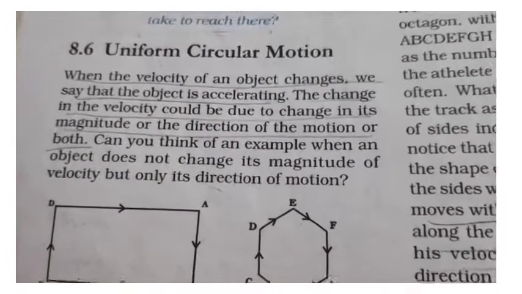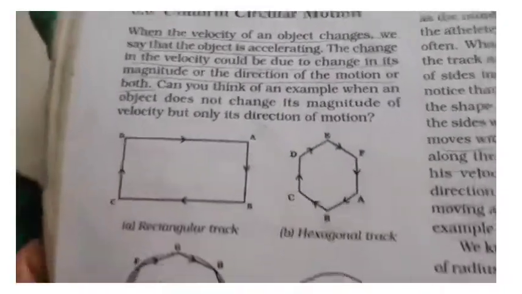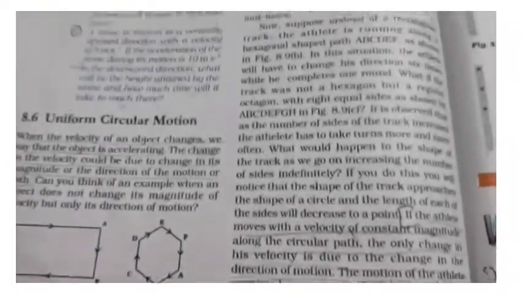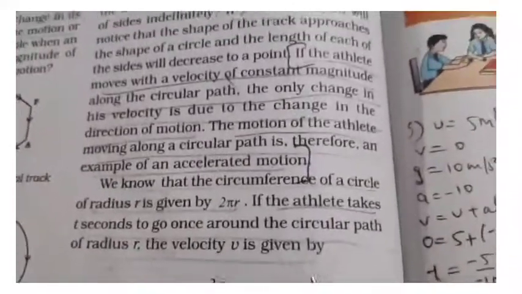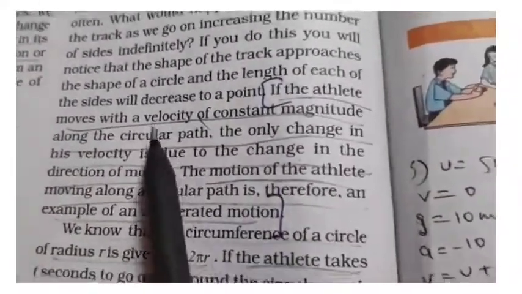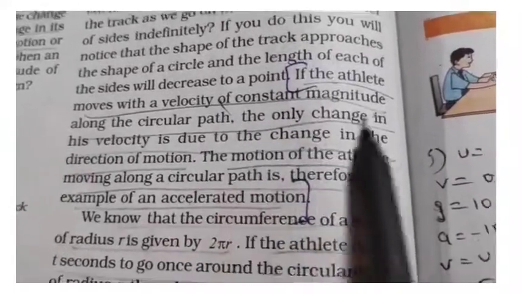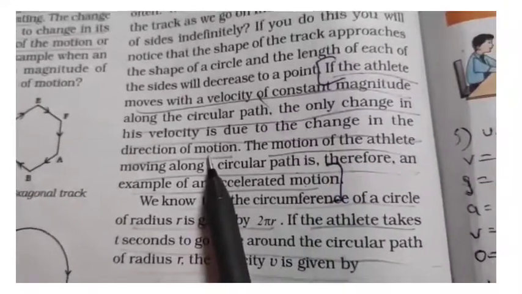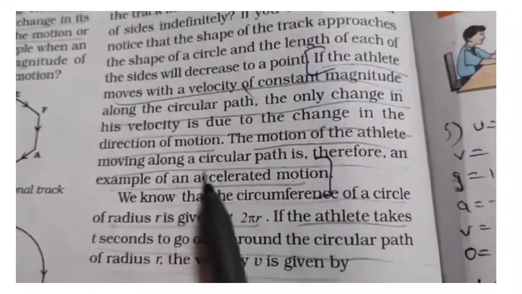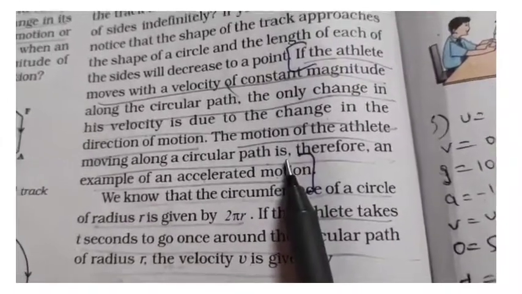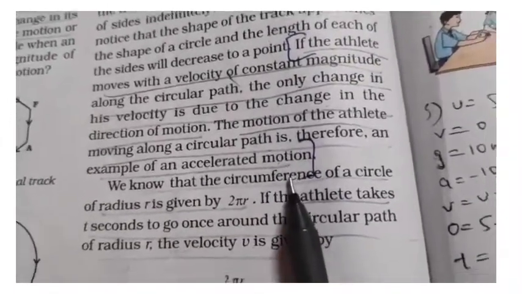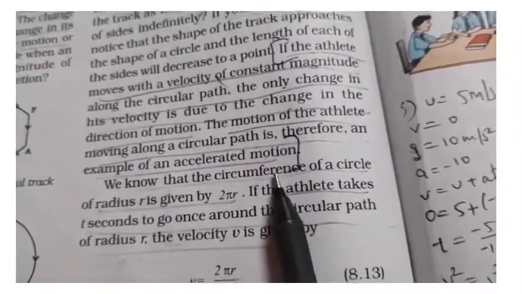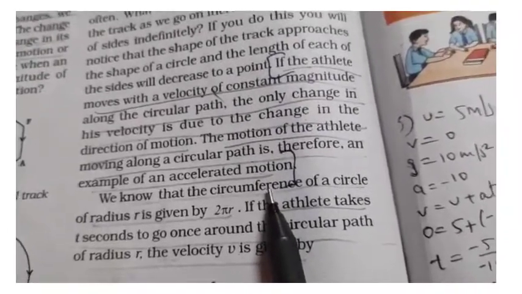The last part in this particular chapter is about uniform circular motion. When any object is moving in a circular path with the speed being constant, then it is said to be a uniform circular motion. Okay, that is defined over here. If an athlete moves with a velocity of constant magnitude along the circular path, the only change in its velocity is due to the change in the direction. Means speed is same, but direction is changing, so the velocity is changing. Okay, so such a circular path, when the person is moving, it is said to be uniformly accelerated motion. The movement of the planet around the earth is also uniformly accelerated motion. Okay, because the direction is only changing, but the speed remains the same.